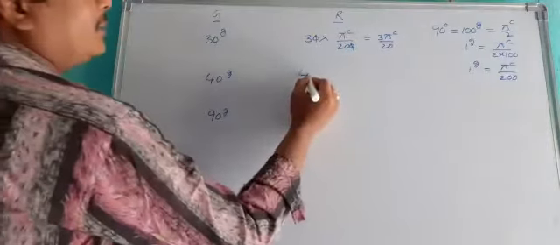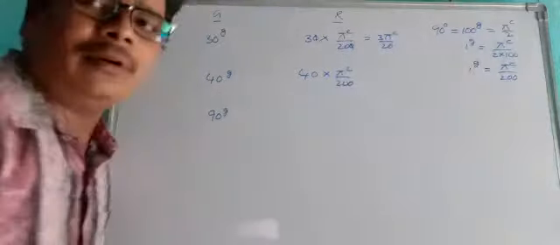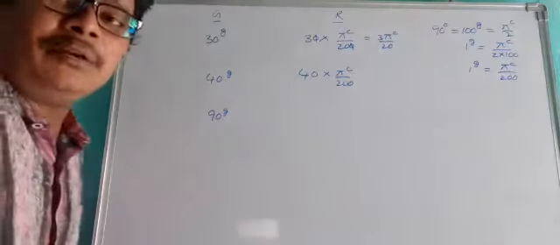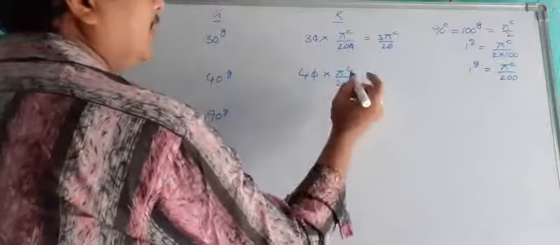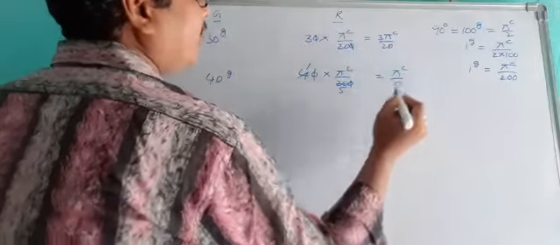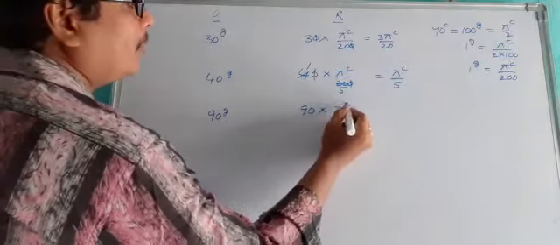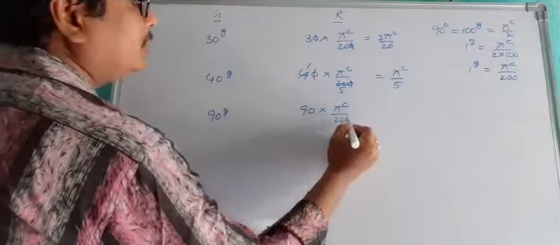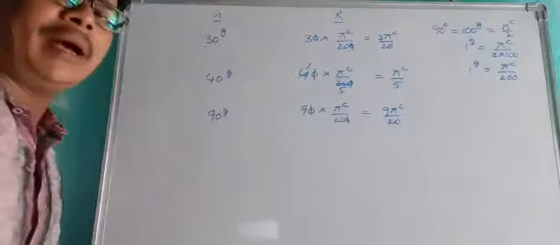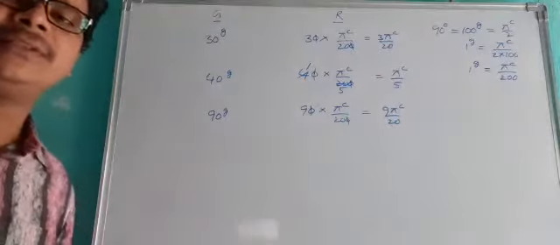Next one, 40. 1 grade equals pi radians by 200. 40 grades equal 40 into pi radians by 200. The zeros cancel. 4 ones are 4, 4 fives are 20. That equals pi radians by 5. Okay, last and final, 90 into pi radians by 200. The zeros cancel. That equals 9 pi radians by 20. This is the conversion of grades in terms of radians.